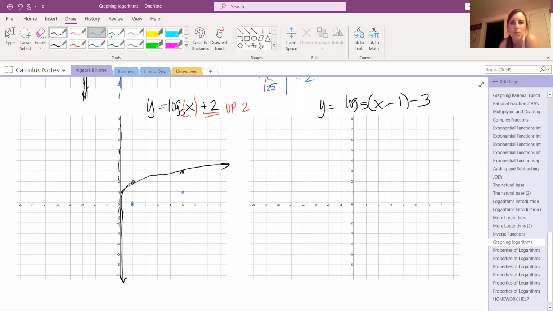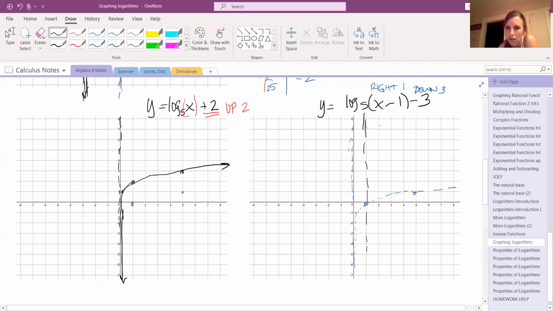And then the last one, I am moving down 3 and opposite here, right 1. So let's start with our original points, like so. That's my just log base 5 of x. I had a vertical asymptote of 0. What I want to do is I'm going to move right 1. So that's going to move my vertical asymptote over here to be x equals 1.